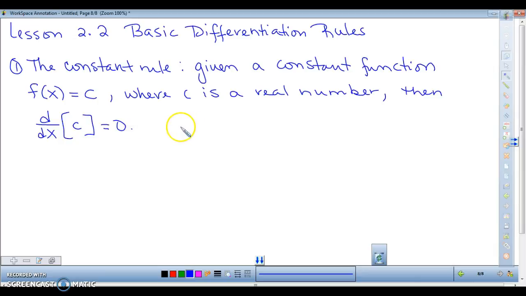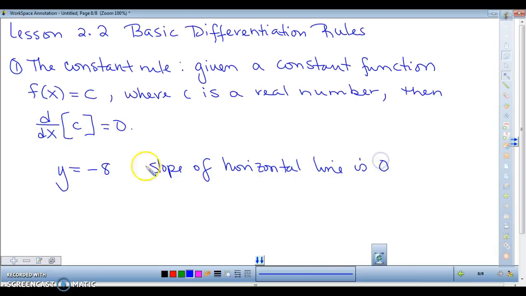And if you think about that, that makes sense, because f of x equals c is a horizontal line. F of x would be like y. C is some real number, let's say that it's -8. And the slope of a horizontal line is 0. So therefore the derivative of some constant number is always going to be 0.